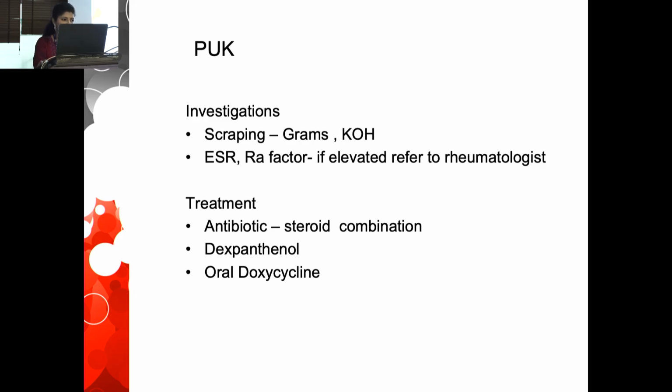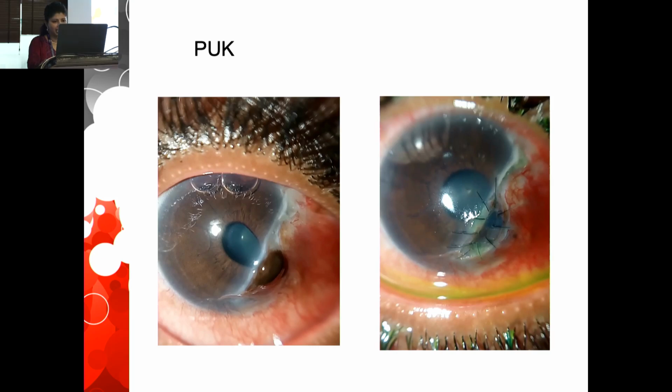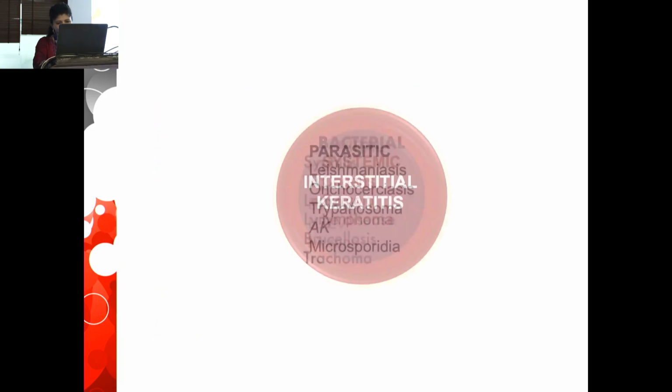Unless the blood inflammatory components are under control, the PUK will not resolve completely. So if the stains come negative, start an antibiotic steroid combination along with lubricants, and oral doxycycline will be of help. If not treated properly, this can happen. This patient presented with foreign body sensation, and when checked, the protruding iris was the foreign body, and the patient had to go with a graft.